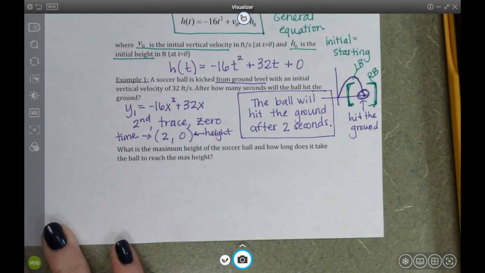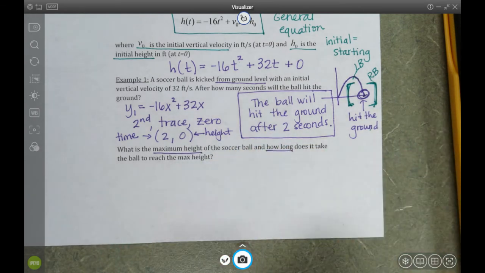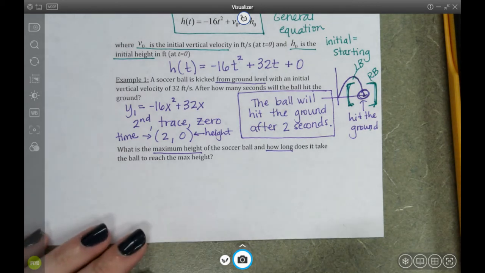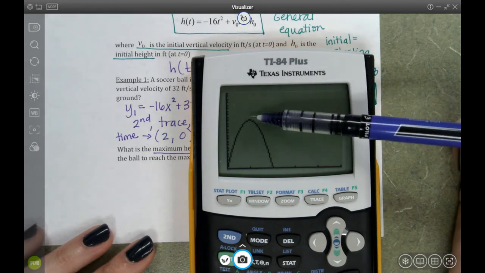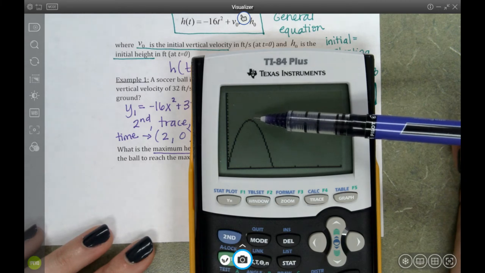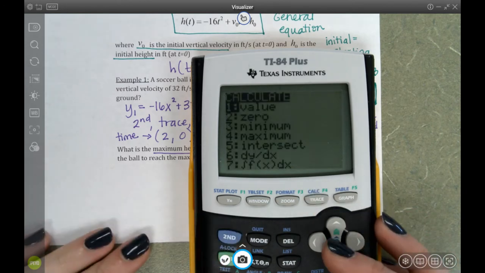Okay, this next part right here says, what is the maximum height of the soccer ball, and how long does it take to reach that maximum height? So we're on the same soccer ball, the same equation, which is nice. It's going to be the same graph. Okay, and then we're going to use some common sense here. It's asking for the maximum, so that's going to be this point up here, right? Because that's the max of my parabola. So now I'm going to go to second trace, and which one of those options do I need?